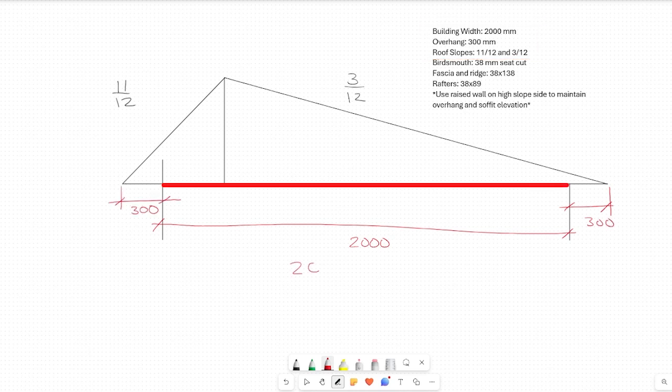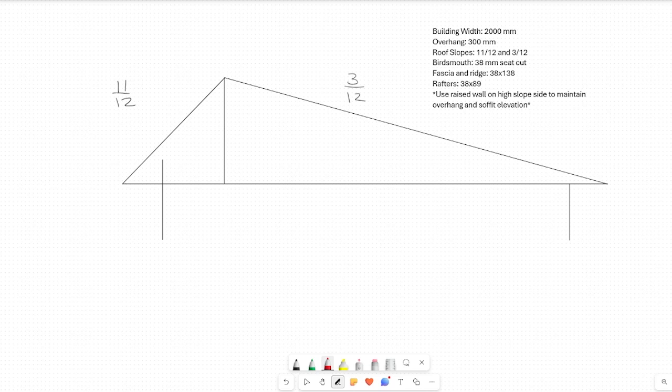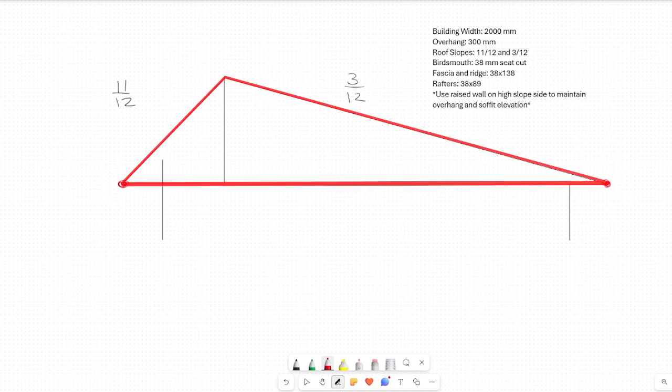So therefore I have a total width of 2000 plus 2 times 300, which is 2600. And what's important about that number, 2600, is it takes me from this very tip here to this very tip here. As a result, I get the full length of the bottom of this perfect triangle, 2600. And that's really super important for all our calculations that will be coming up.